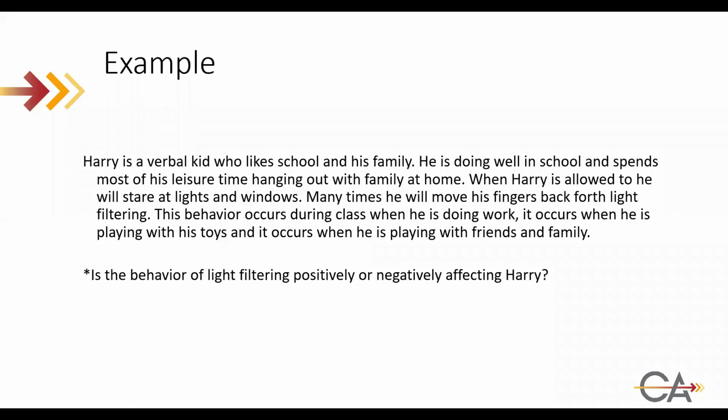So let's give a little bit more of an example. Harry is a verbal kid who likes school and his family. He's doing well in school and spends most of his leisure time hanging out with friends or with family at home. When Harry's allowed to, he will stare at lights and windows. Many times he'll move his fingers back and forth, light filtering. This behavior occurs during class, when he's doing his work. It occurs when he is playing with his toys, and it occurs when he's playing with his friends and family.